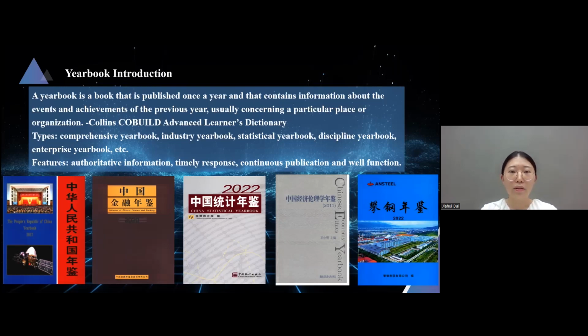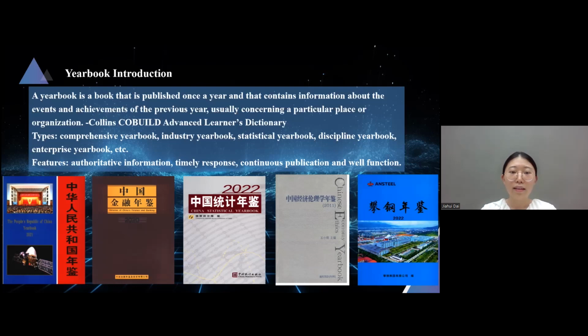Secondly, industry yearbooks comprehensively summarize and describe the overall development of an industry. The Almanac of China's Finance and Banking below is an industry yearbook of the financial industry. It records the comprehensive development of the financial industry in detail.